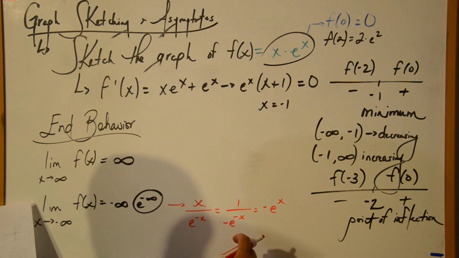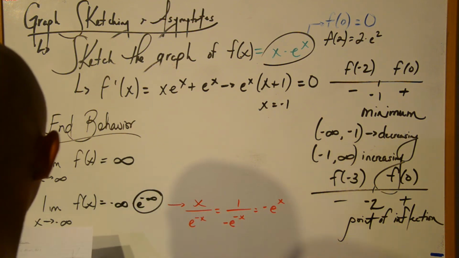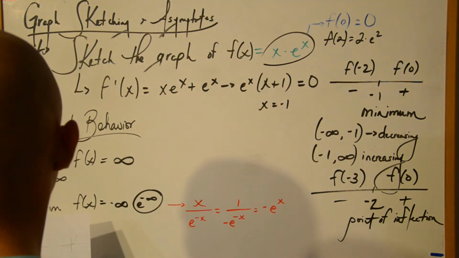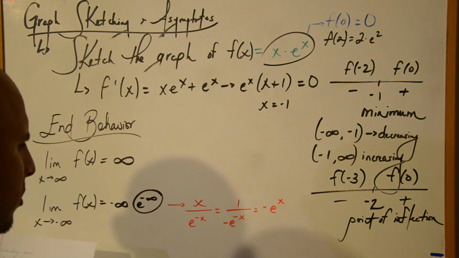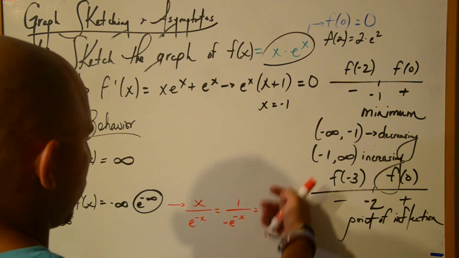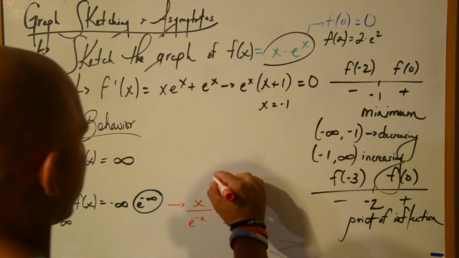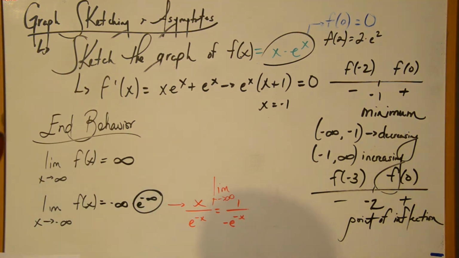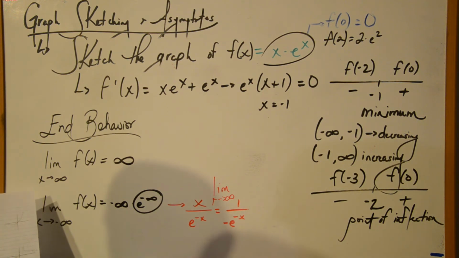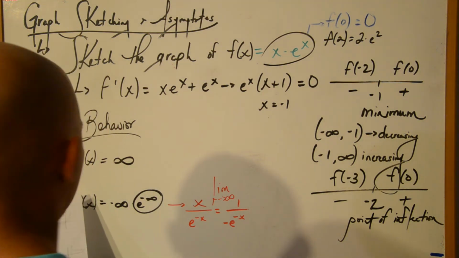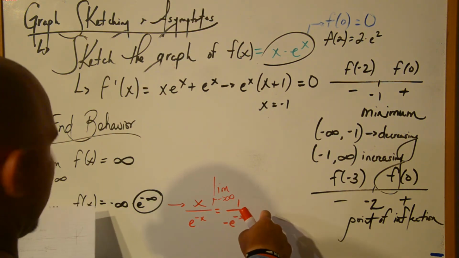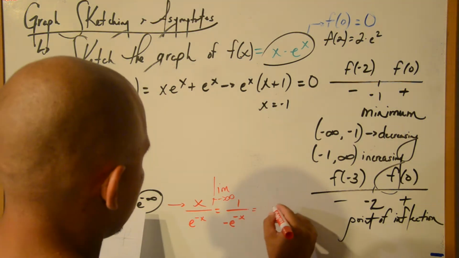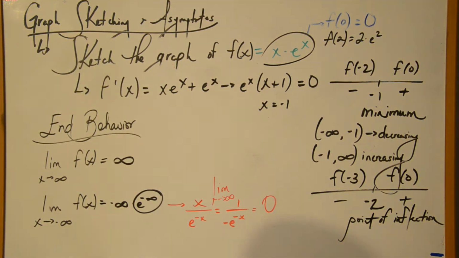Oops, I missed a step. Something like that. Sorry. So we have the limit as x approaches negative infinity of 1 divided by negative e to the negative x, which subsequently will yield a 0.